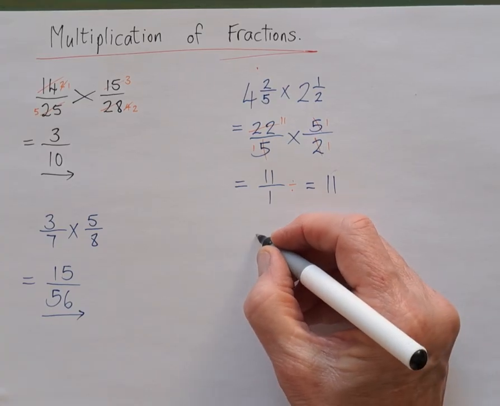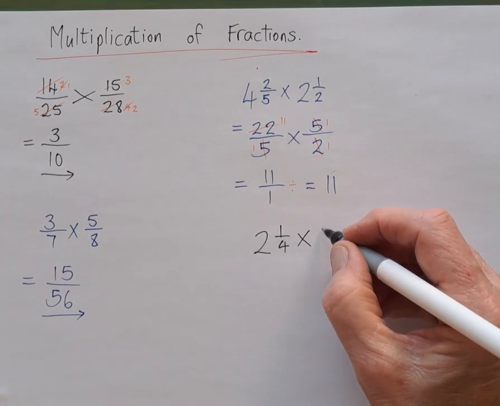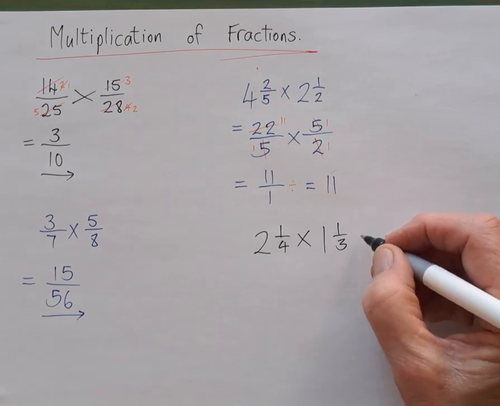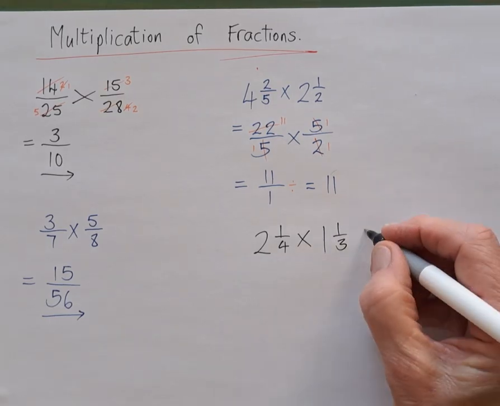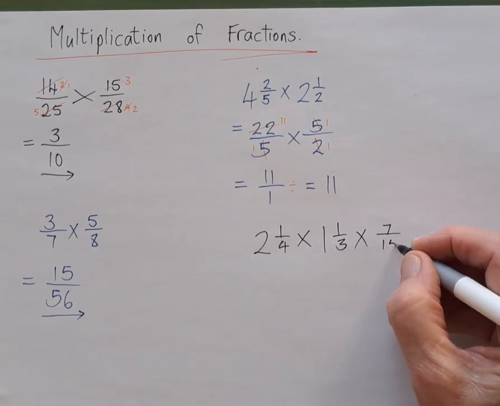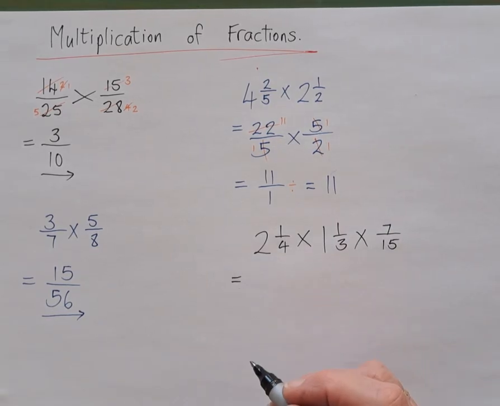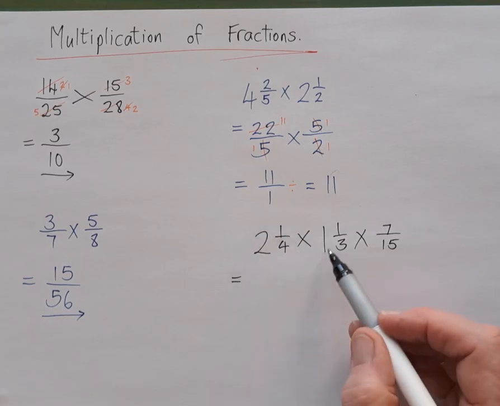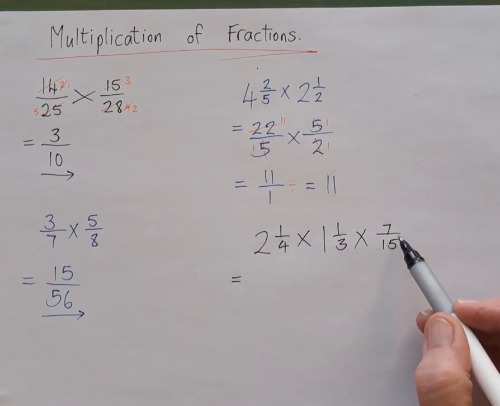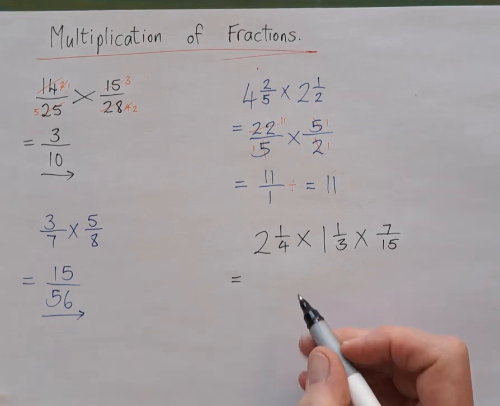So let's have a look at that. Let's start with 2 1/4 times 1 1/3. So I've got a mixed number times a mixed number, and now I'm just going to throw in a common fraction. So I do have to go through the step of converting these to improper fractions. Of course, nothing can be done to that, so I'll just be rewriting that one as it is.